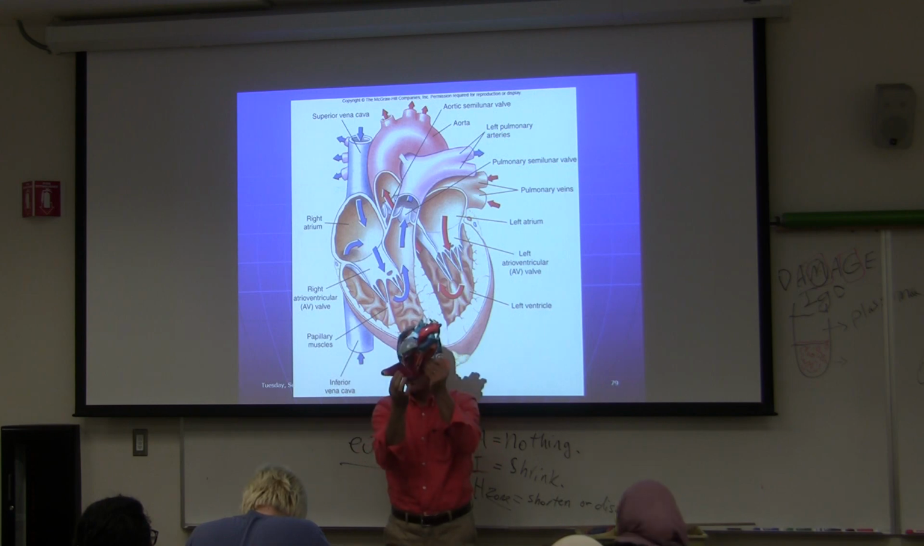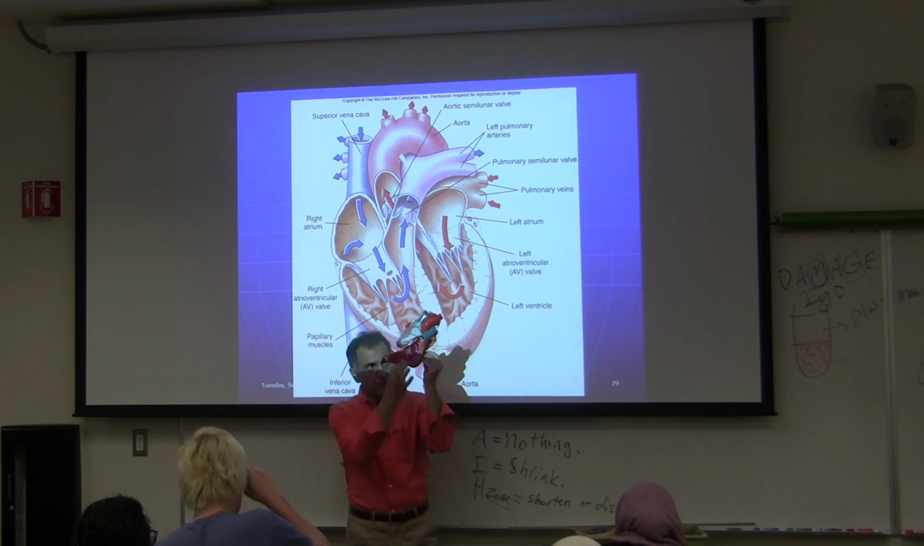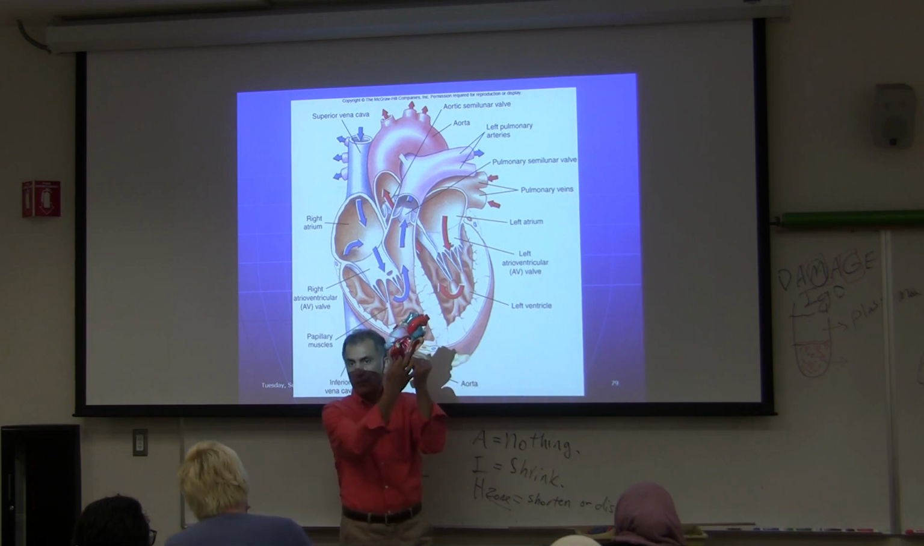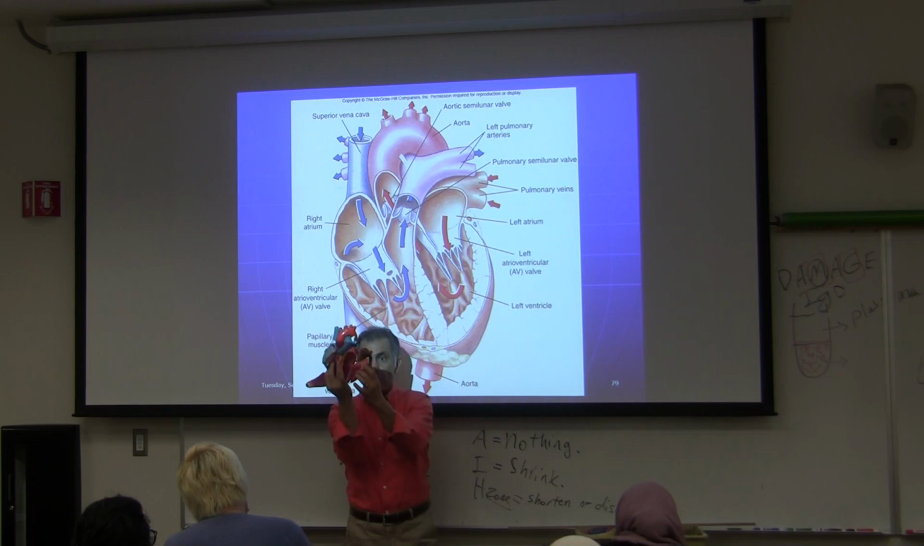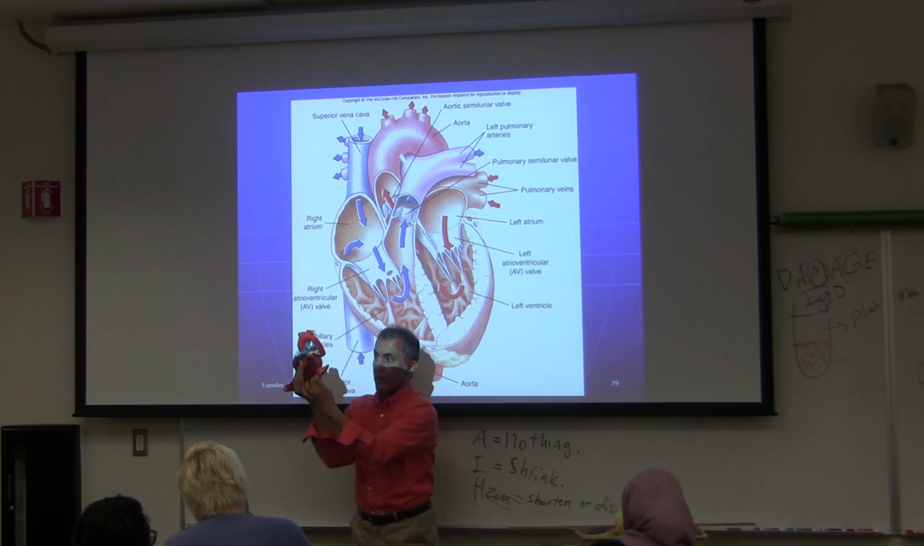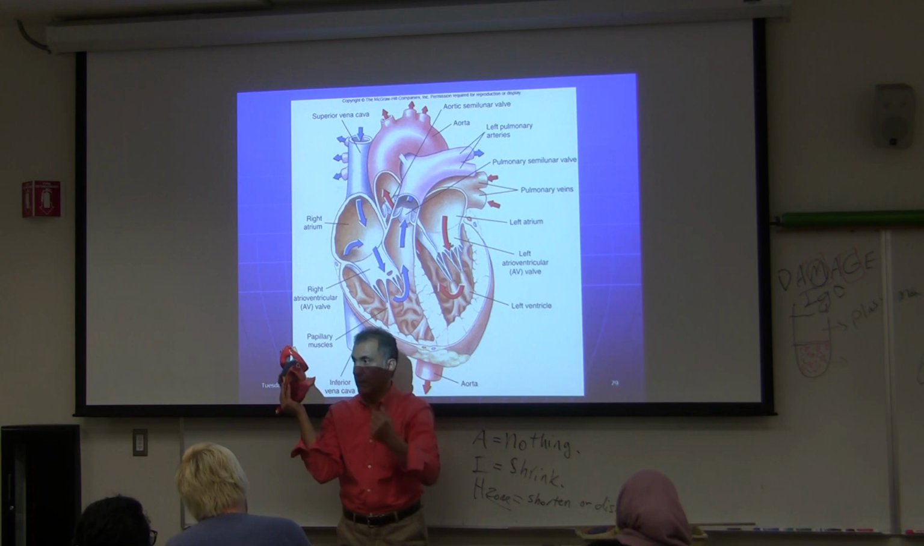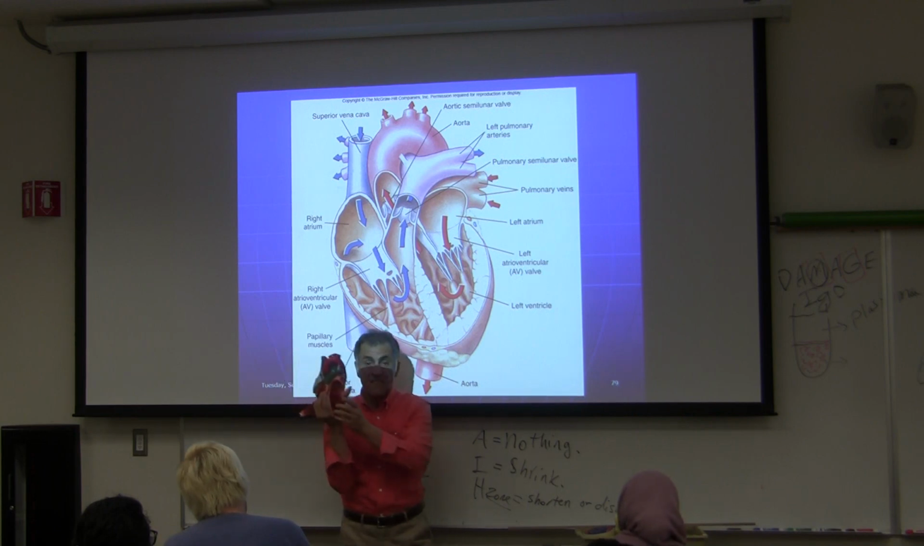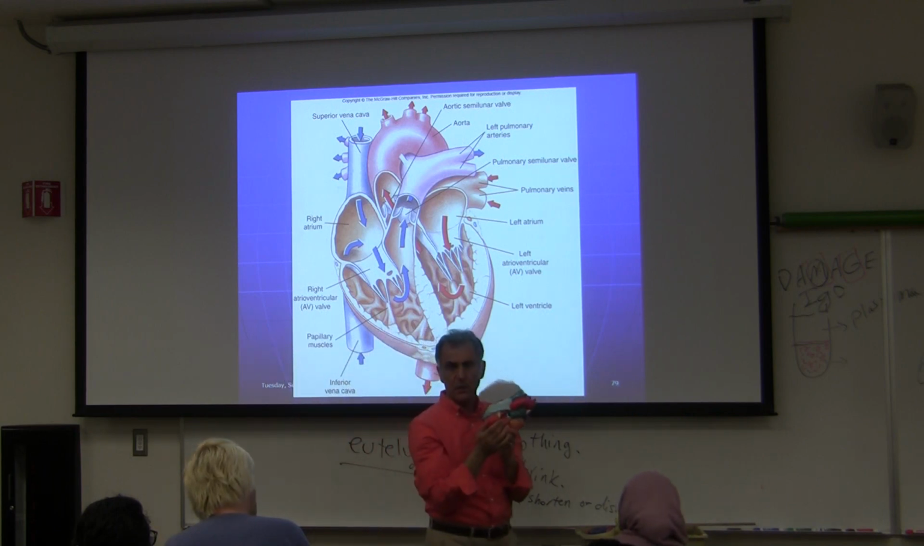This one, it pushes the blood to where only? Lungs. This one pushes the blood only to the lungs, not very thick. This one, it better be thick, because it has to push the blood all the way to your toes, all the way to your brain. Left ventricle is thicker, more muscular.